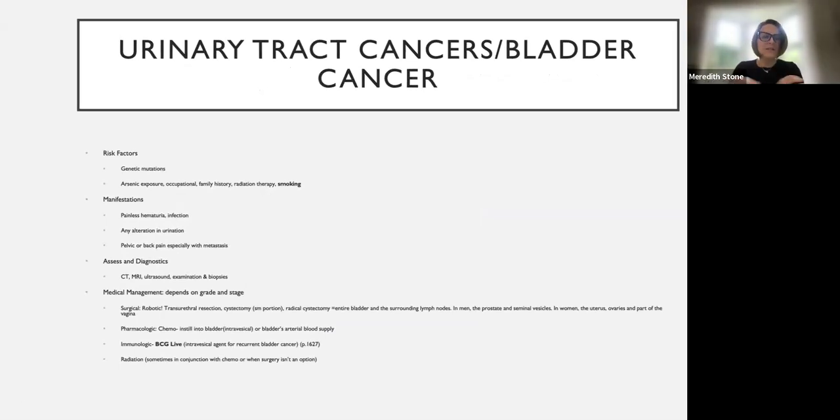But risks: genetic mutations, exposures. A lot of times exposures to radiation, occupational exposures, and family history all put people at risk for bladder cancer. And then of course here in bold is smoking, right? Now, one of the big takeaways here is when people have painless hematuria. Okay, so people who have hematuria and have a UTI a lot of times have pain.